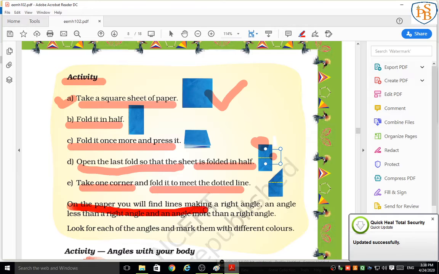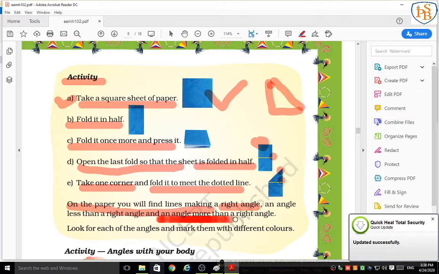On the paper you will find the lines making a right angle, correct? On the paper here you will find the lines making a right angle like this, correct students? Here, right angle. An angle is less than a right angle, if you see over here, correct? An angle you will get like this, this is a right angle. Okay, then this angle which is less than a right angle.